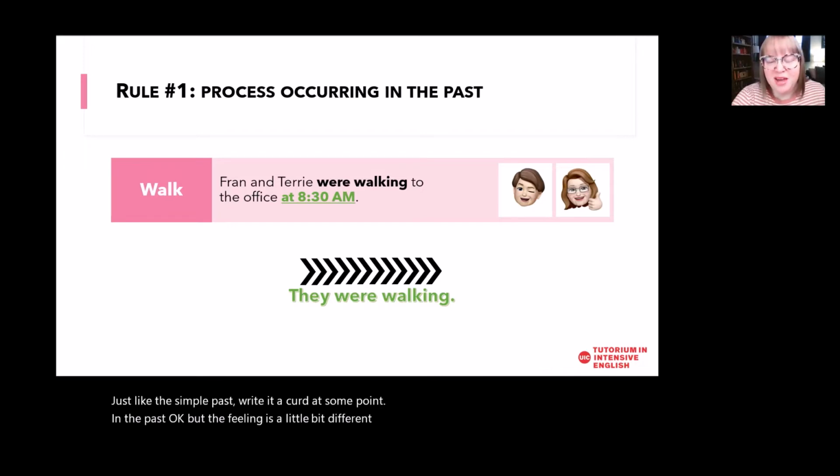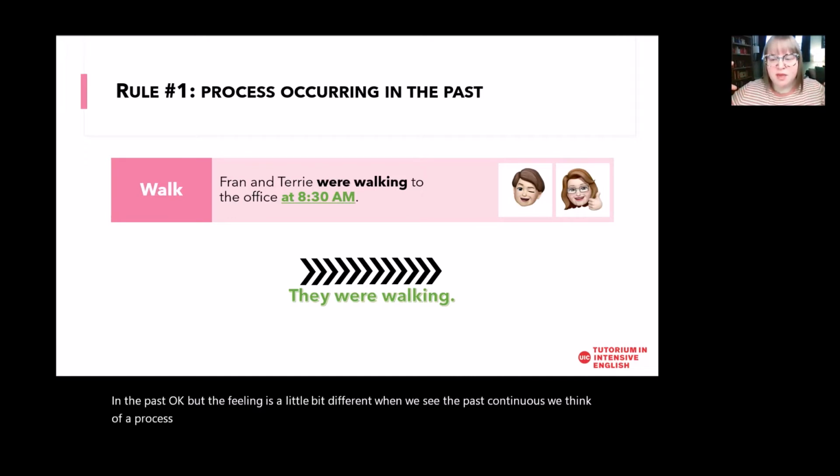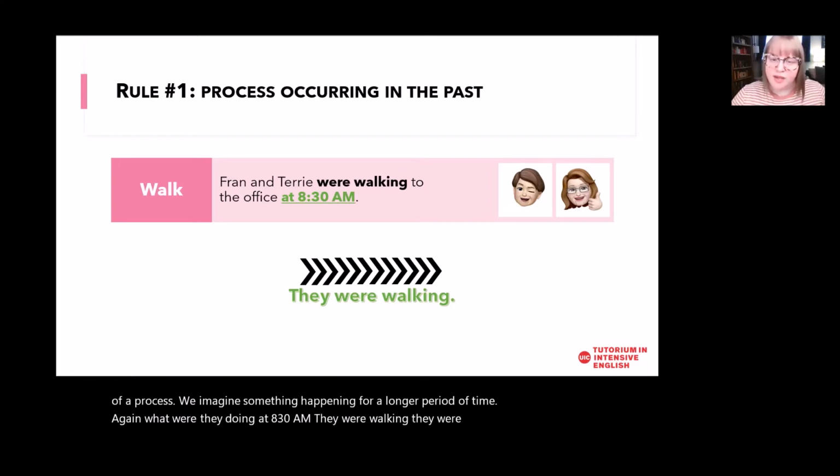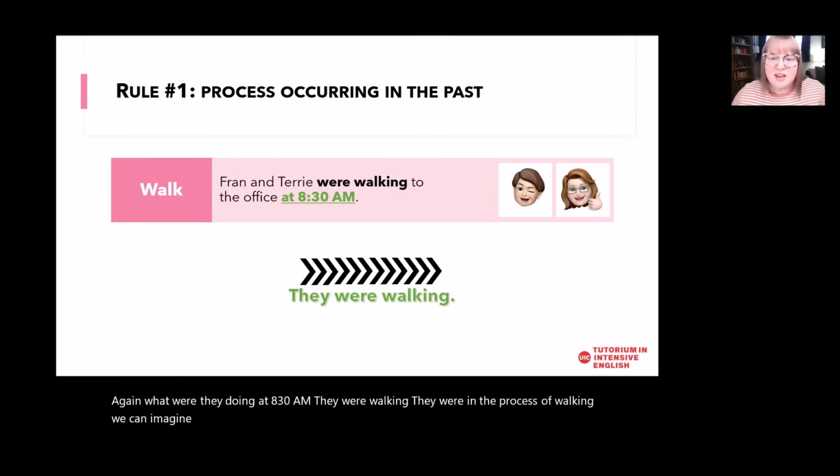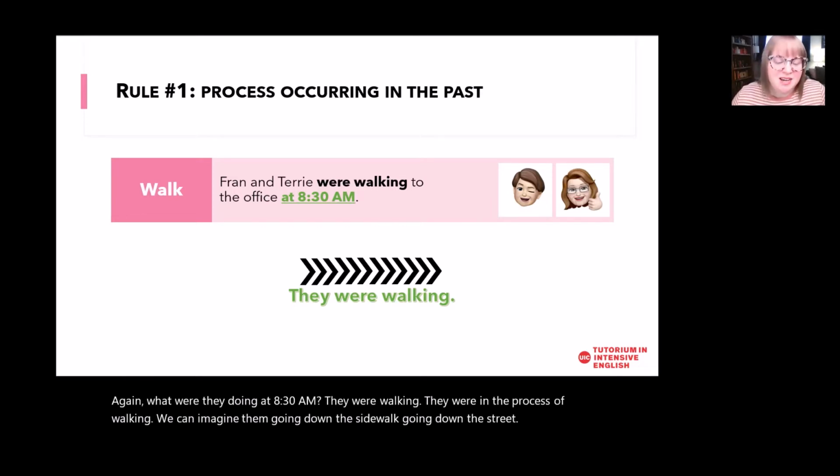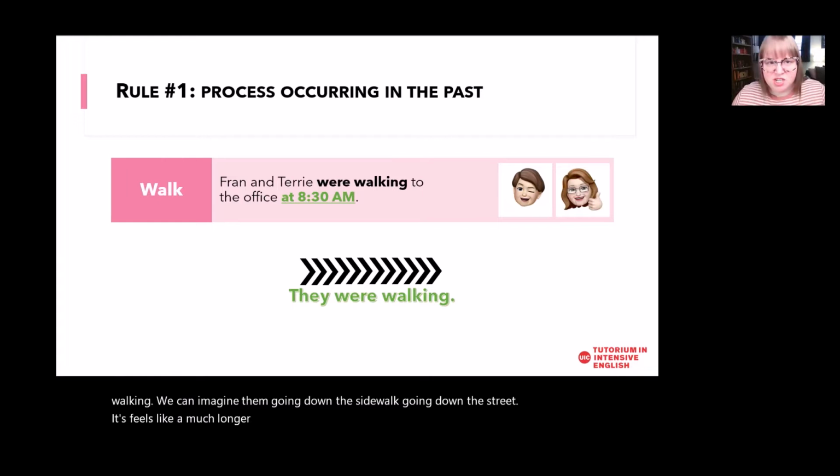When we see the past continuous, we think of a process. We imagine something happening for a longer period of time. So again, what were they doing at 8:30 a.m.? They were walking. They were in the process of walking. We can imagine them going down the sidewalk, going down the street. It feels like a much longer time than just they walked to the office.